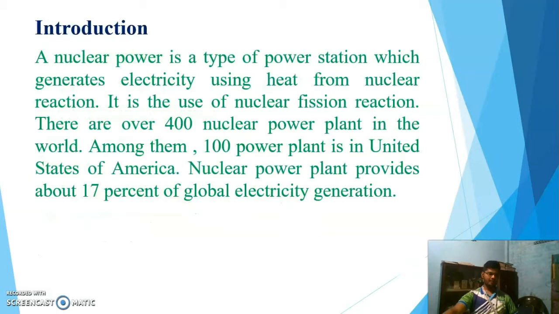A nuclear power plant is a type of power station which generates electricity using heat from nuclear reaction. It is the use of nuclear fission reaction. There are over 400 nuclear power plants in the world. Among them, 100 power plants are in the United States of America. Nuclear power plants provide about 17% of global electricity generation.